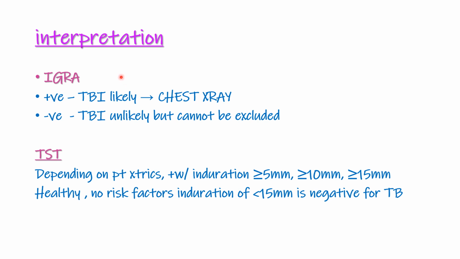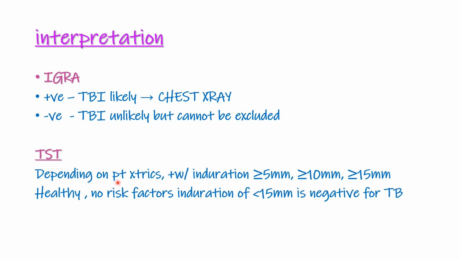Interpretation. Now that we have done these screening tools, how do we interpret them? IGRA, that is the interferon gamma release assay: if it's positive, then it's likely that this patient has TB infection, and the next thing you do is a chest X-ray. If it's negative, it's unlikely that they have TB infection, but it cannot be excluded. TST: if it's positive, the patient is likely to have TB infection. If it's negative, the patient is unlikely to have TB infection.